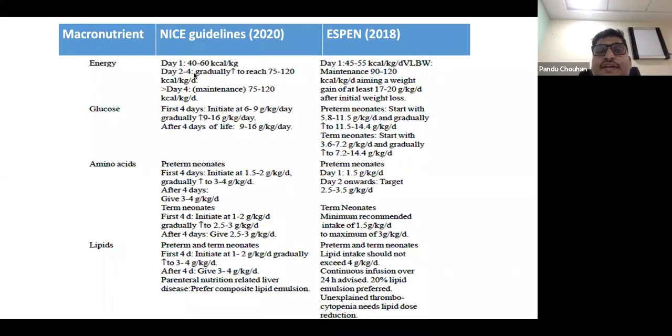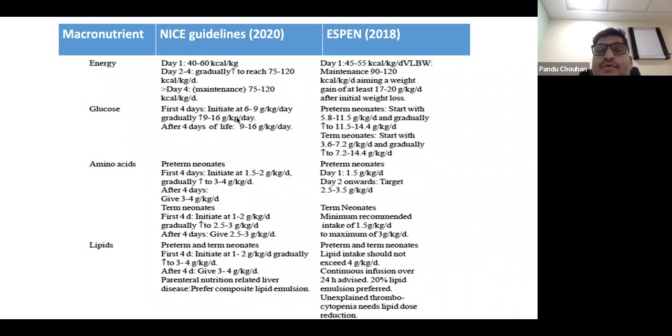When it comes to energy, start with low kilocalories, like 40 to 60 kilocalories per kg, because it helps in the adaptation or transition of the neonate to the extrauterine environment, and the metabolic pathways are also immature initially. Then gradually progress to reach 75 to 120 kilocalories per kg, and thereafter the child should be maintained on 75 to 120 kilocalories per kg. The European Society recommends similarly: 90 to 120 kilocalories per kg for maintenance. They all start with 45 to 55 kilocalories per kg.